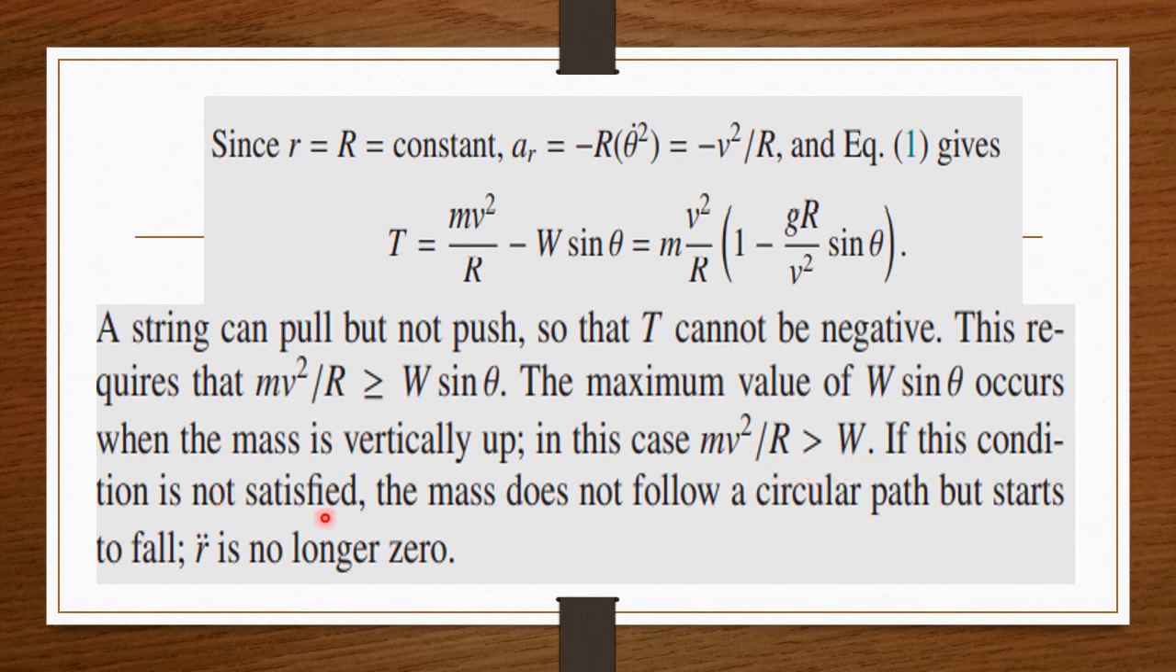If this condition is not satisfied, the mass does not follow a circular path. It starts to fall and r double dot is no longer 0. That means r is no longer a constant, and r dot is no longer 0 in the expression for a_r. So this is the condition to be satisfied in order to maintain circular motion.